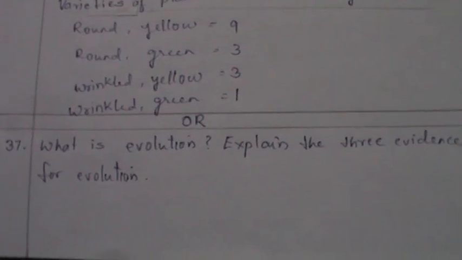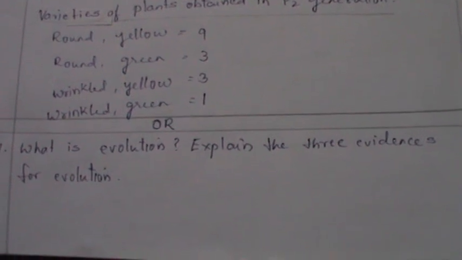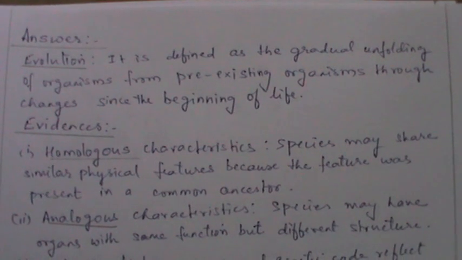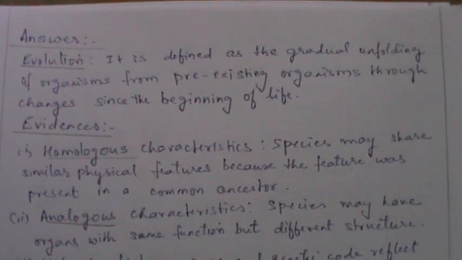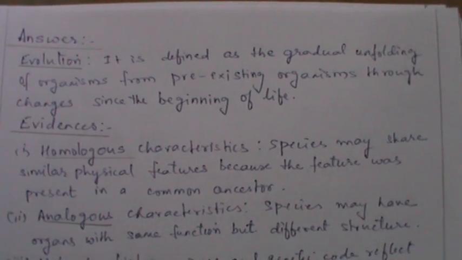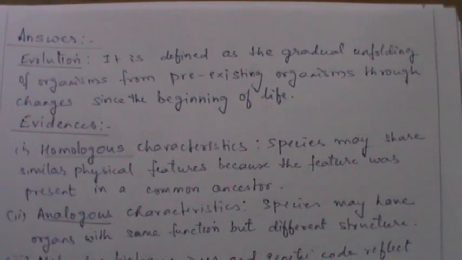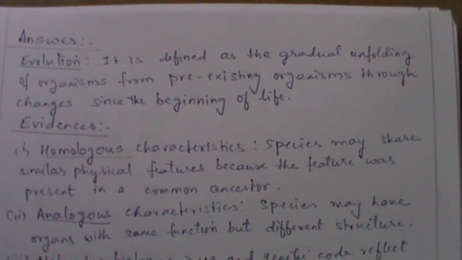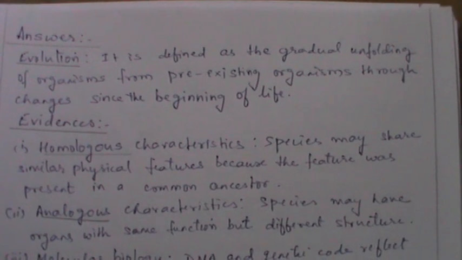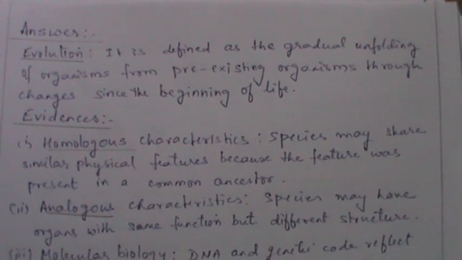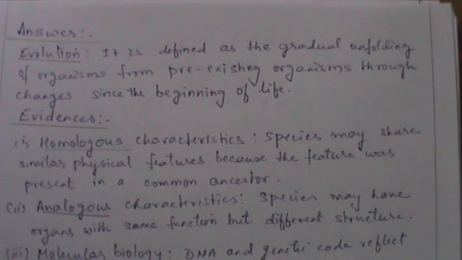Question number 37. What is evolution? Explain 3 evidences for evolution. Answer. Evolution is defined as the gradual unfolding of organisms from pre-existing organisms through changes since the beginning of life. Evidences. Number 1, homologous characteristics.